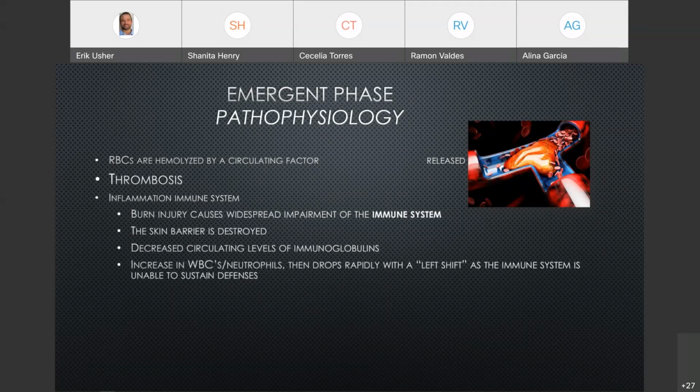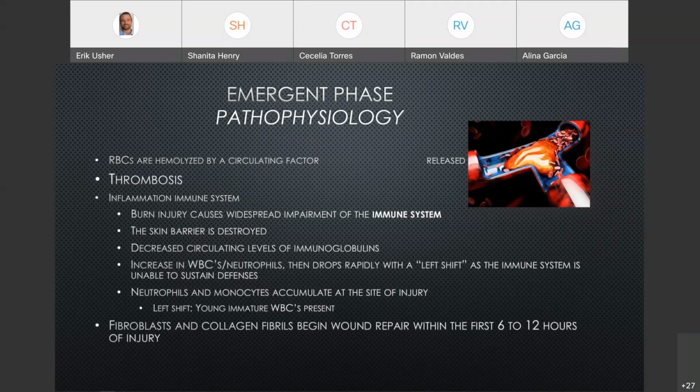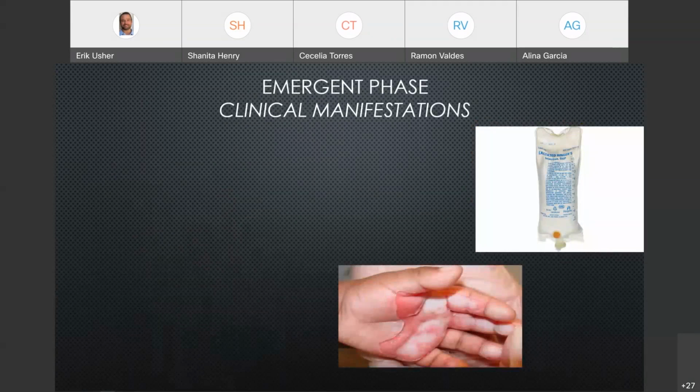Think of this as a mass casualty incident. Think of this as that Austin Music Festival. You only have so many ambulances, and then you kind of have to recruit pickup trucks. And that's what happens in a left shift. All these white blood cells are produced and used, and then the neutrophils and monocytes accumulate at the site of the injury. The left shift is when you get all these young, immature white blood cells. They're not quite ready to fight infection yet, but they're released. So you get a whole bunch of them out there, and that's what's called the left shift. Fibroblast and collagen fibrils begin wound repair within the first 6 to 12 hours of the injury.